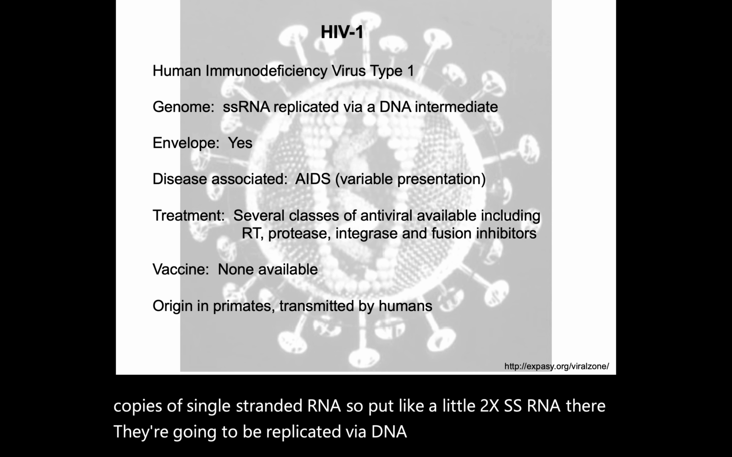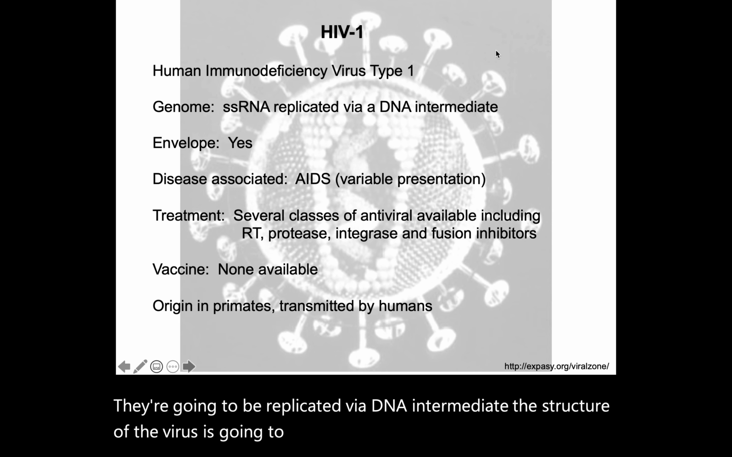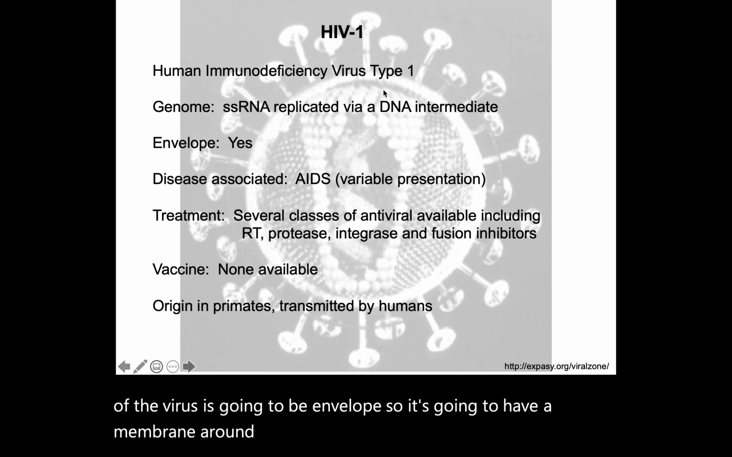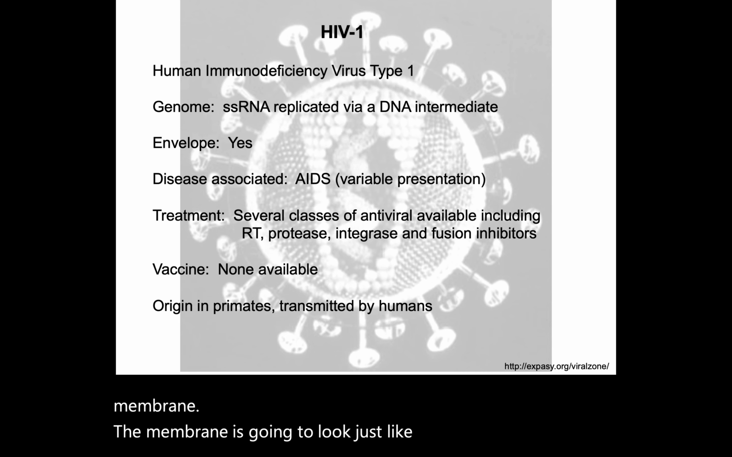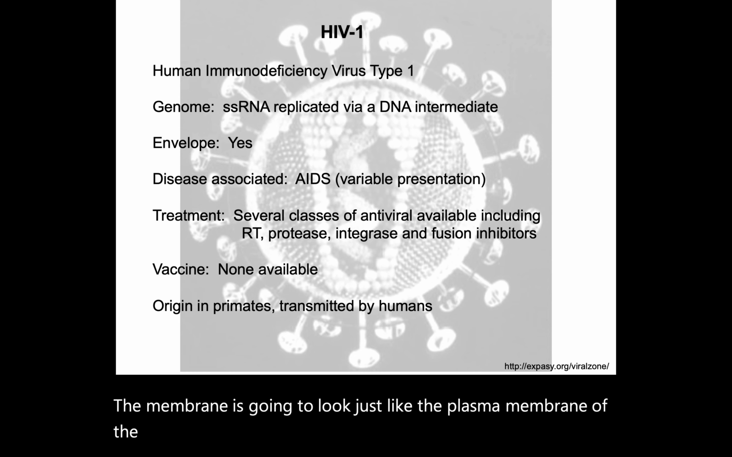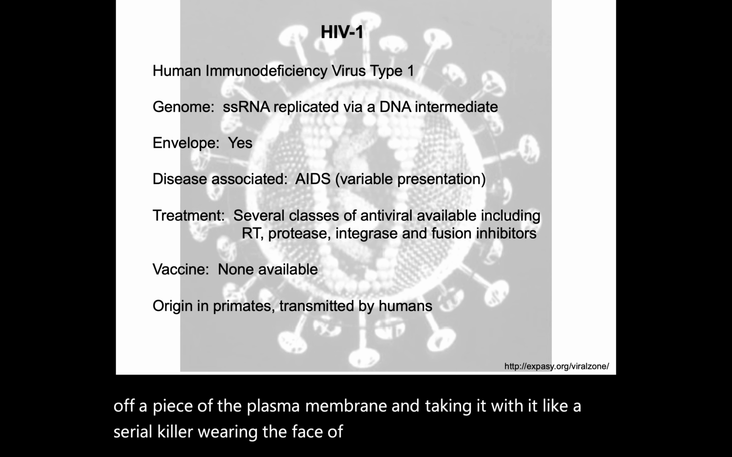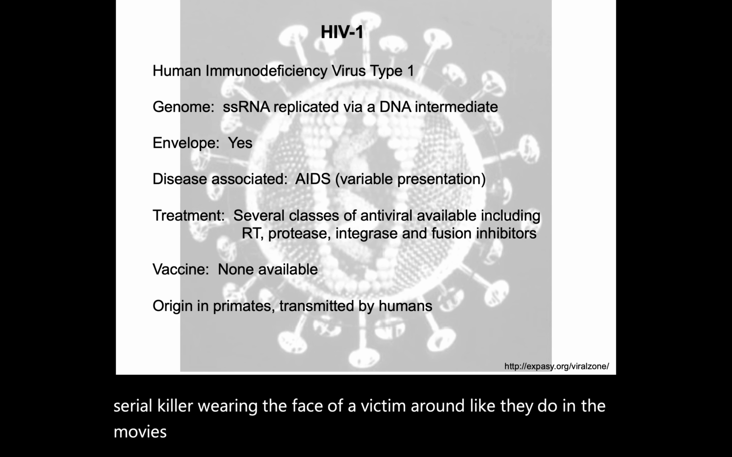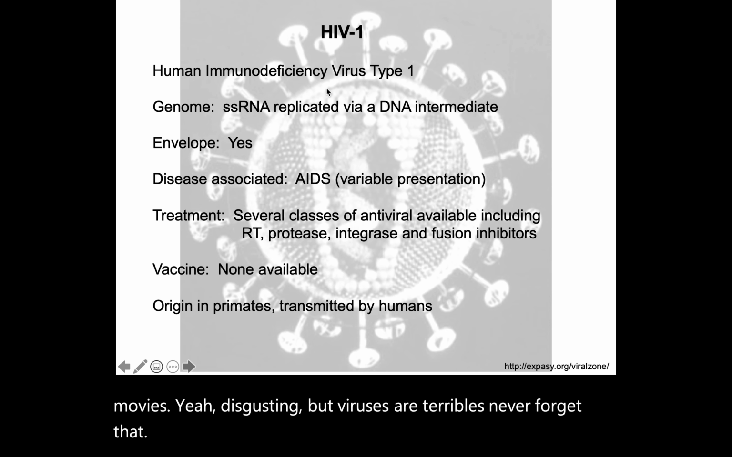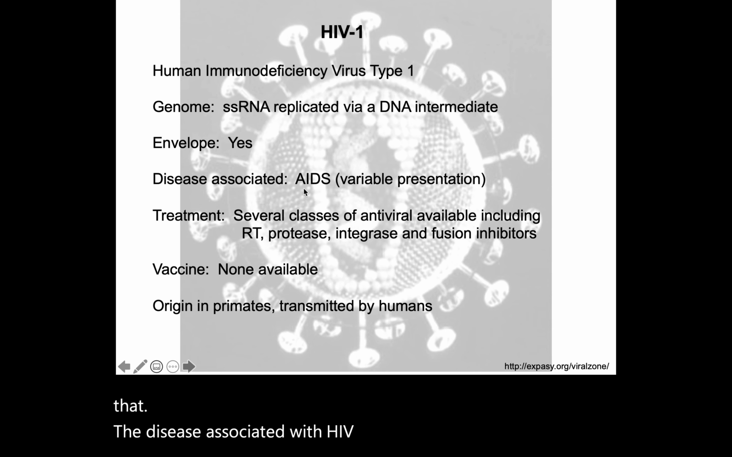The structure of the virus is going to be enveloped. So it's going to have a membrane around the outside with proteins sticking out of the membrane. The membrane is going to look just like the plasma membrane of the cell, and that's actually what it is. The virus is basically ripping off a piece of the plasma membrane and taking it with it, like a serial killer wearing the face of a victim around like they do in the movies. Yeah, disgusting. But viruses are terrible. Never forget that. The disease associated with HIV is going to be AIDS, which is acquired immunodeficiency syndrome.